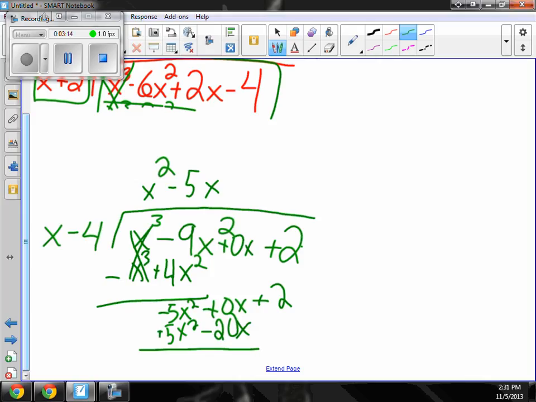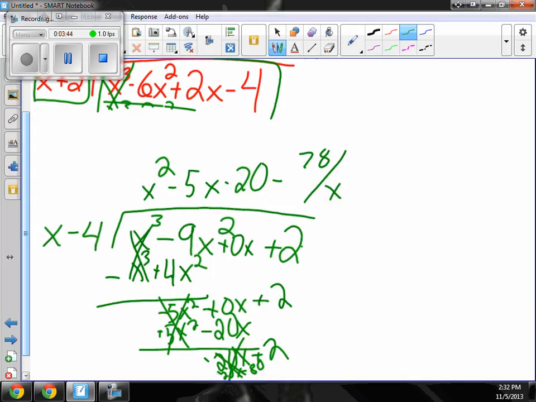Change the signs. First one cancels. That's going to give me negative 20x plus 2. So x goes into negative 20x, negative 20 times. So this will be negative 20x. Negative 20 times 4 is 80. We're going to subtract. Those cancel. 2 minus 80 is negative 78 over x minus 4. Okay? Are we all right with that? Okay.